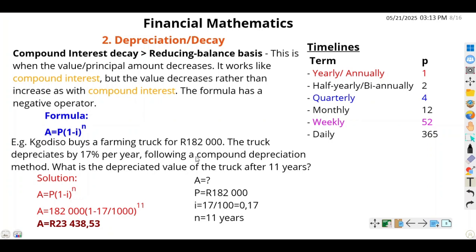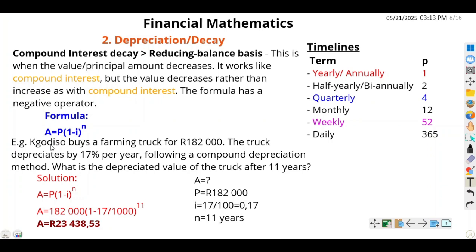Following a compound depreciation method. Again, we are back there: compound interest, decay, reducing balance, compound depreciation. So once they say compound, we know the formula has to look like this with n as the power. Once they say depreciation, we know the formula has to have a minus there. So again, know the terms so that you know how to apply and which formulas to use.